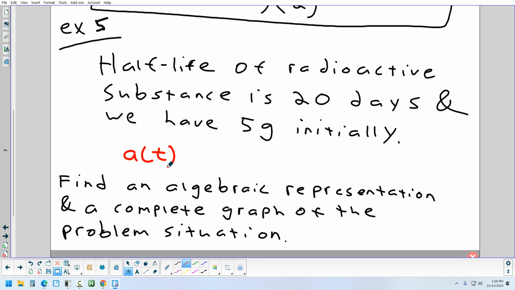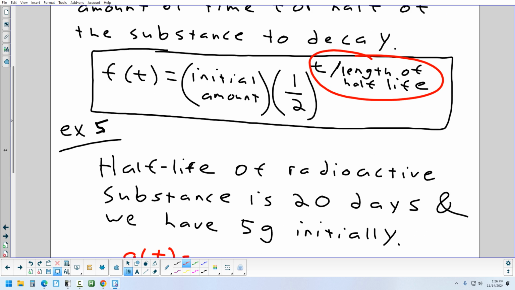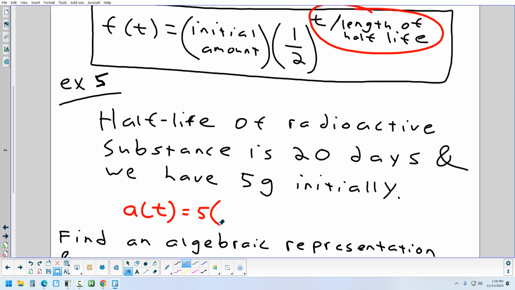So would it be 5 to... So the 5 is the initial amount. And then what's in parentheses because it's a half-life? 5 times 1/2. Okay, and you know it's a half-life because it's the first word in the problem, half-life, to the t over 20. Yes. So if you plug in 20 here, what's 20 divided by 20? 1, because that means after 20 days, 1 half-life has gone by. After 40 days, 2 half-lives.